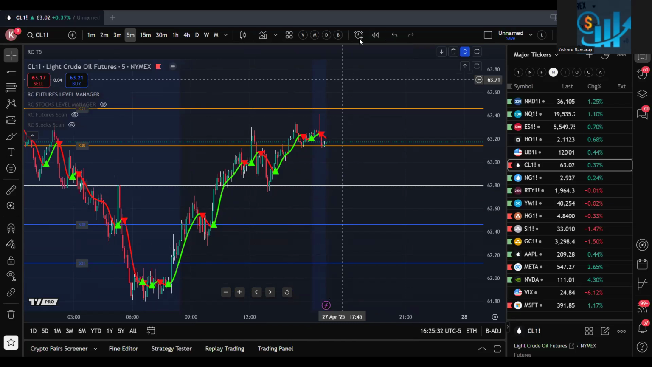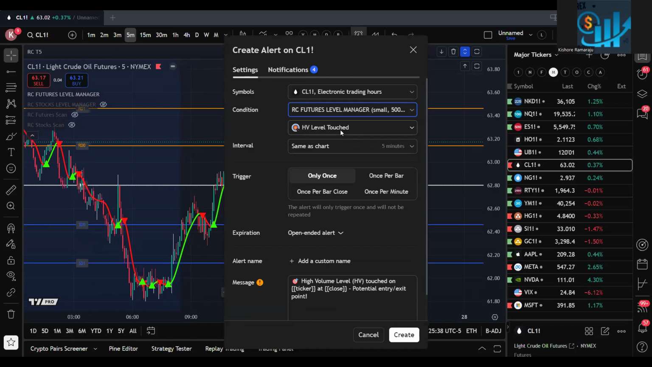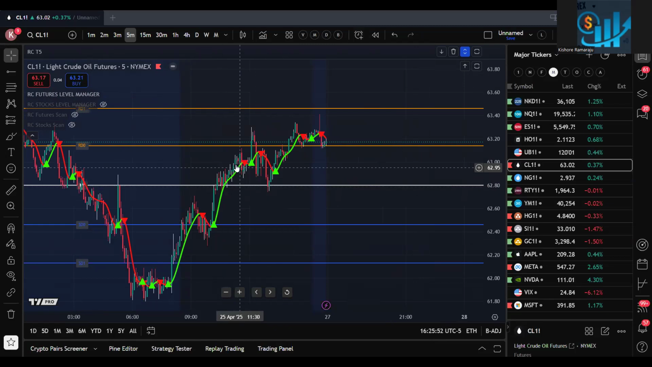And then you can also create alerts. For example, you can go to futures level and say whenever it touches this magnetic level, whether it goes to the top and then touches, or goes from the bottom to top, the HV level, you will get a notification that okay, it is at a high volume area. That means from the high volume area, it can either drop or it can go up.